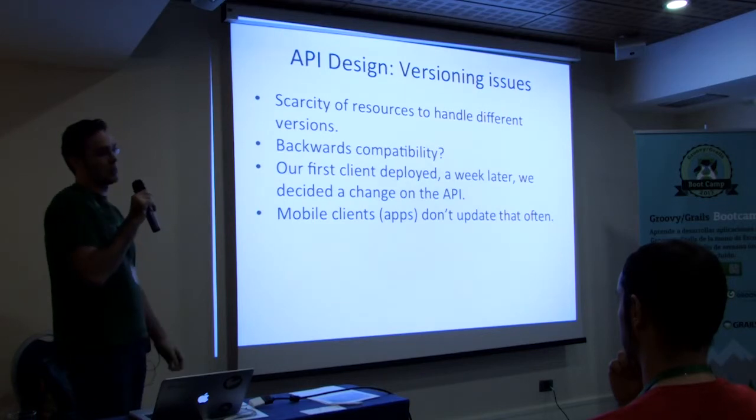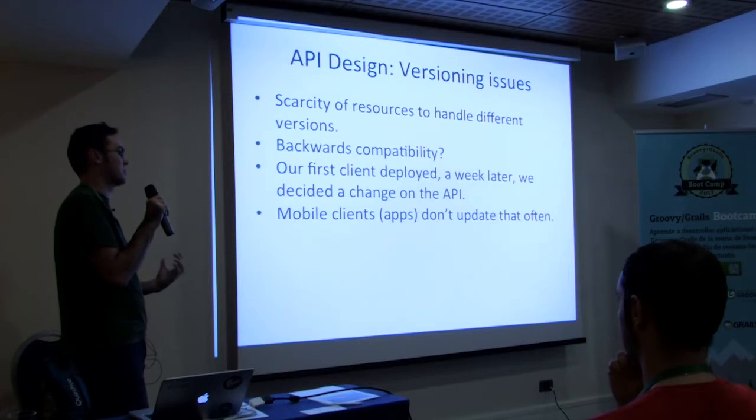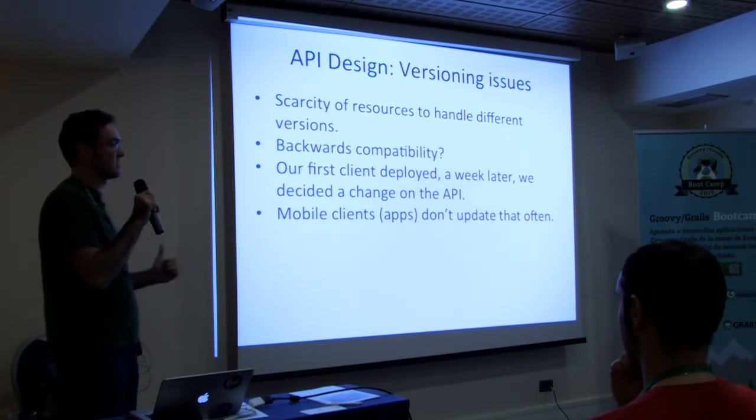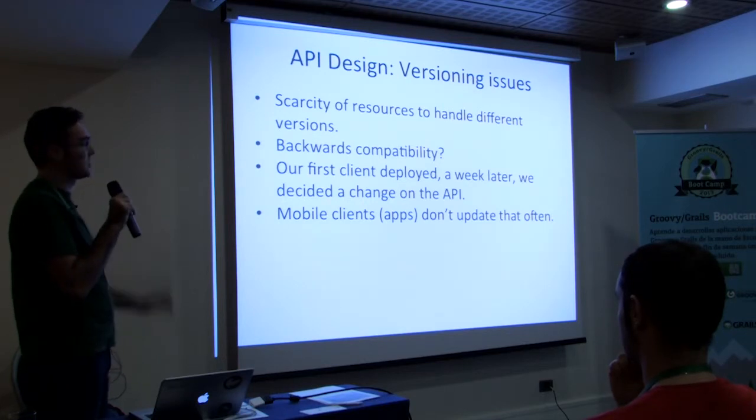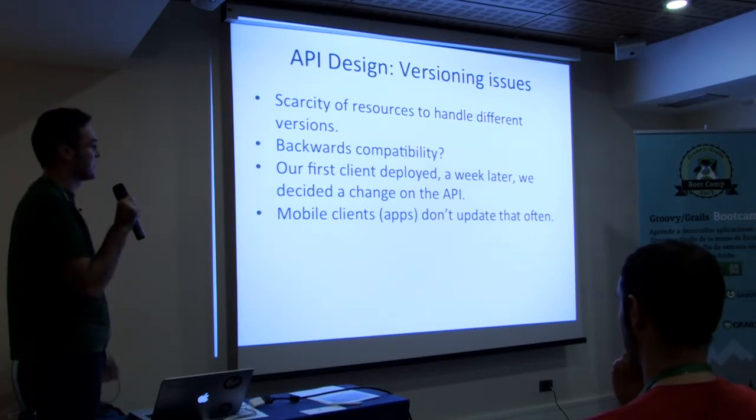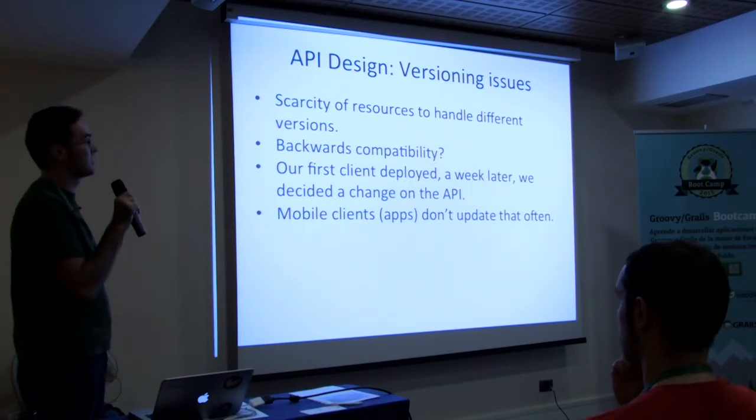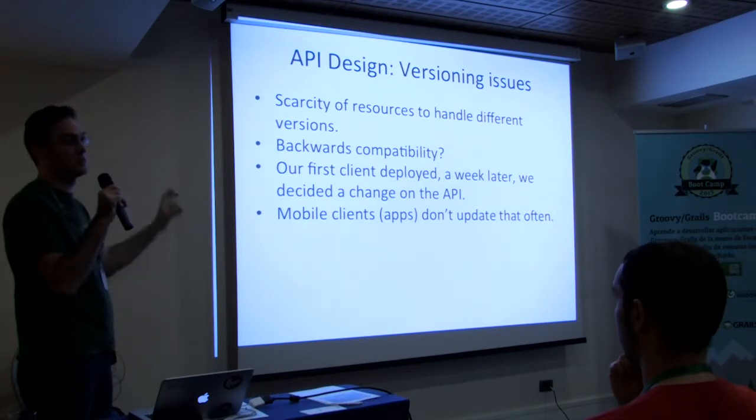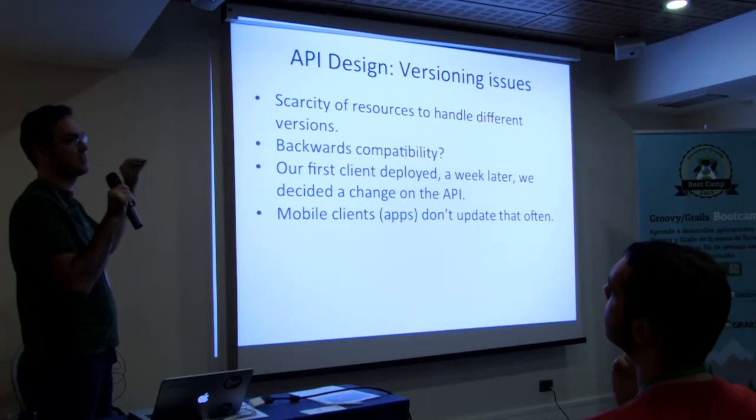As I said, we wanted every change in the same version to be backward compatible, so every addition to the API must not break the previous installations. And, you guess what? Our first client deployed, and a week later we had to make a change to the API. So we said, okay, let's change the version, let's not. What we did was kind of a patch: we added an interceptor for a change in the name of the parameters.